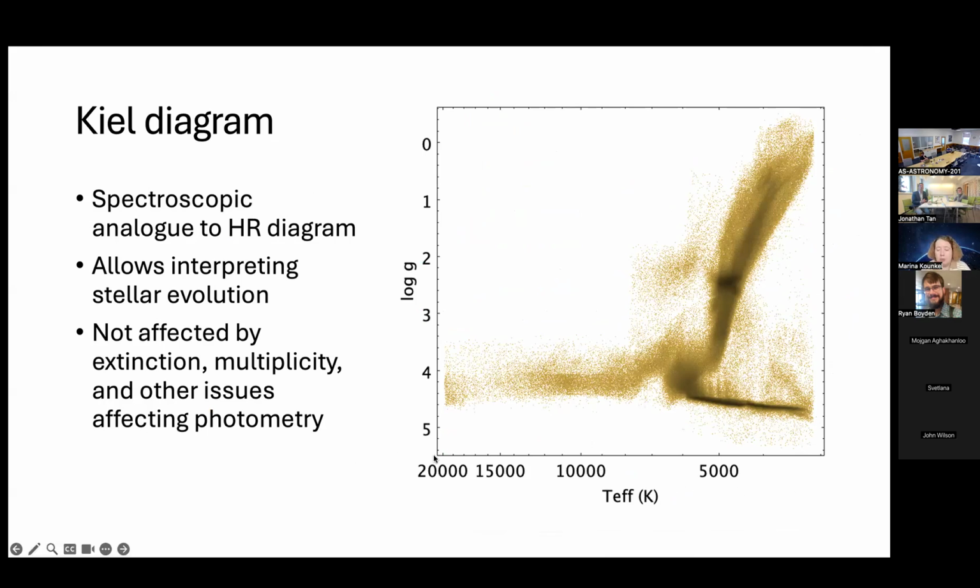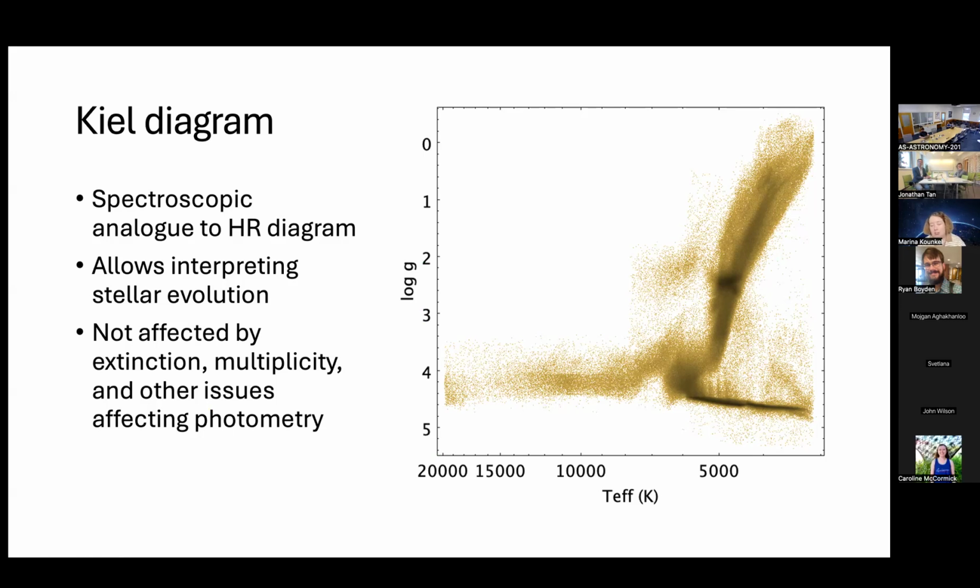So temperature is a proxy for mass. The hotter a star is, the more massive it tends to be. And surface gravity is a proxy of radius. So the lower the surface gravity, the larger the star is going to be. And since a star of a given mass and age is going to have a particular radius, by analyzing where all the stars are in the spot, we can tell quite a bit about stellar evolution.